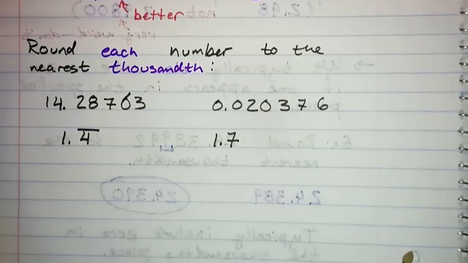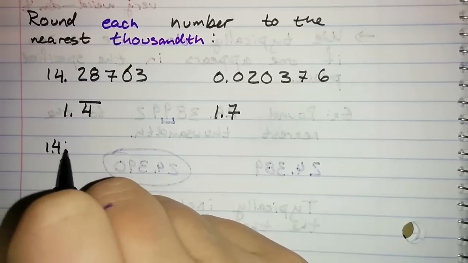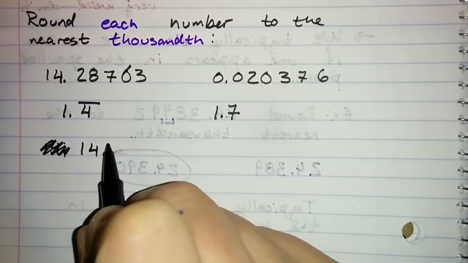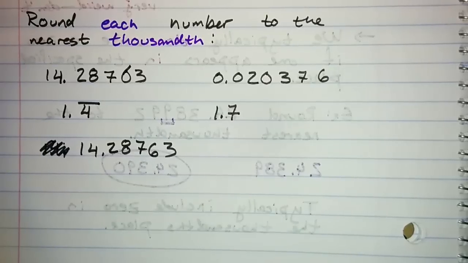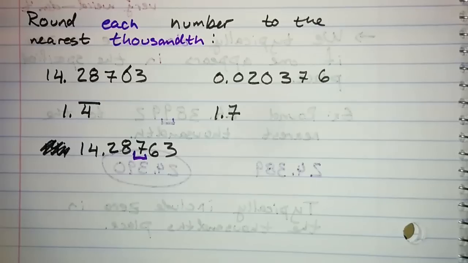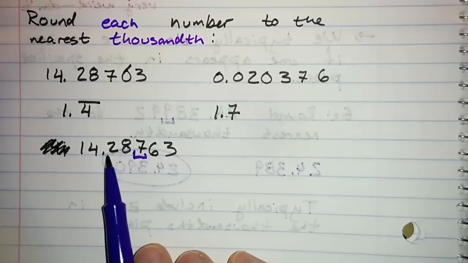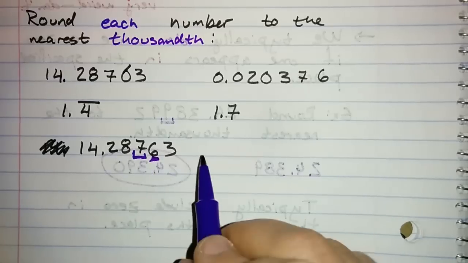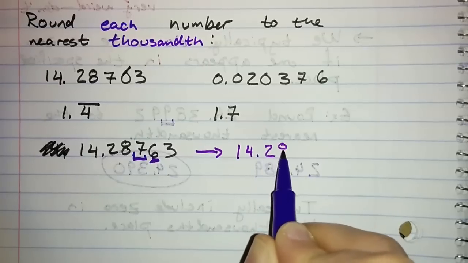All right. So 14.28763. In the thousandths place, I have this 7. This number is between 14.287 and 14.288. The next digit is bigger than 5, so I'm going to round up to 14.288.